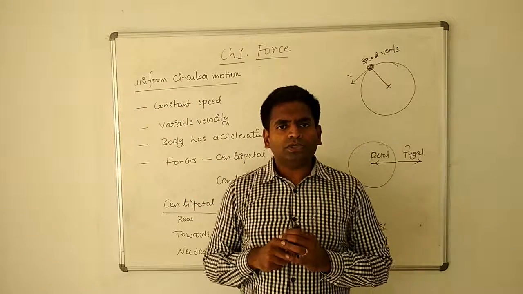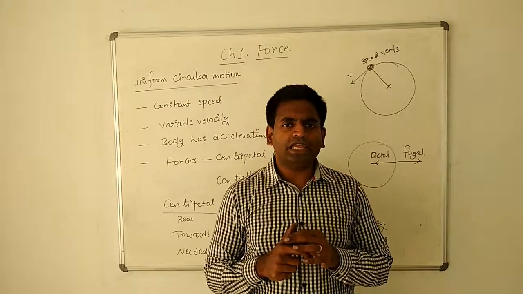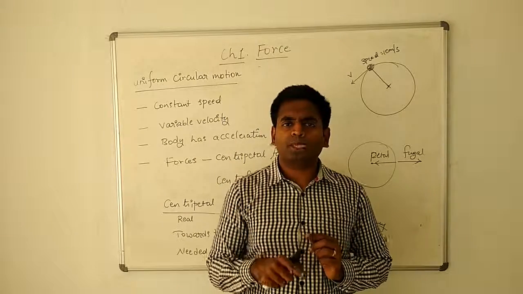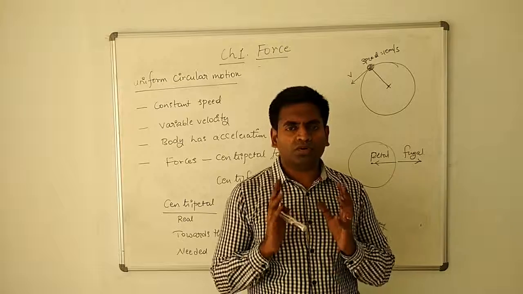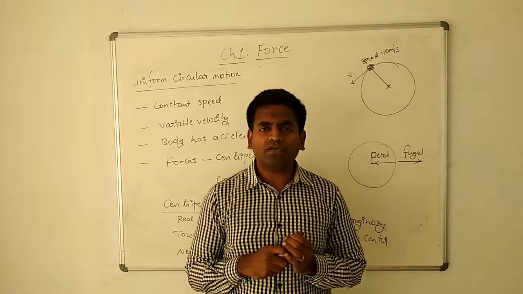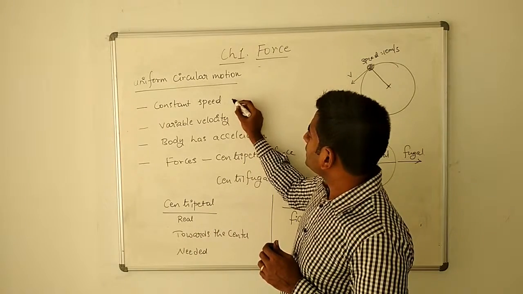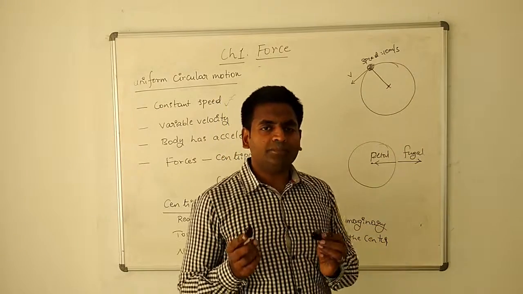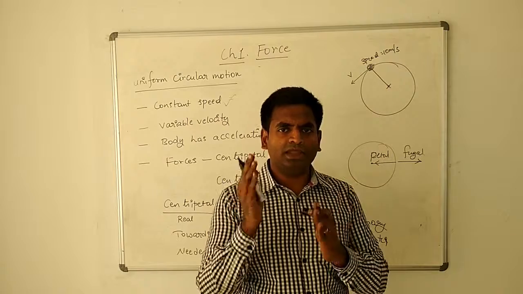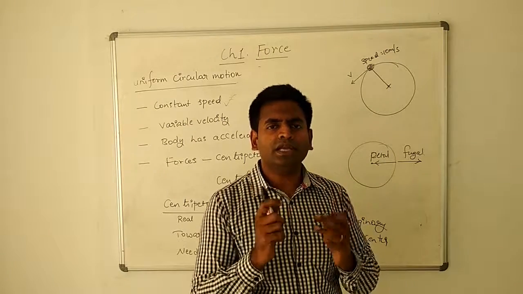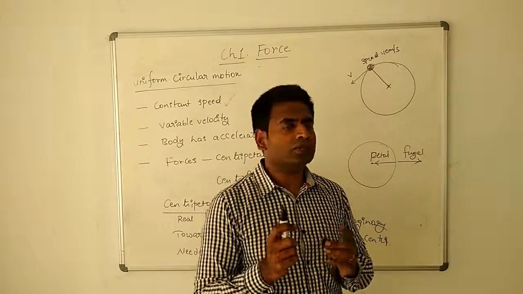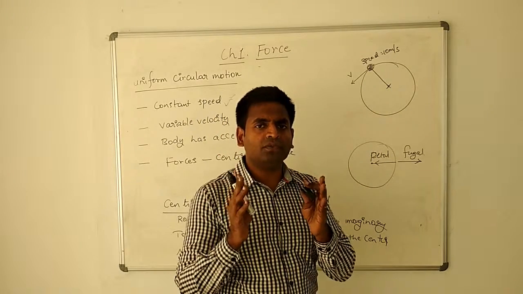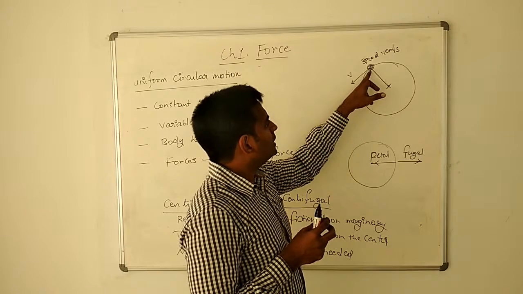Uniform circular motion, as the name suggests, is a circular motion and it is a uniform motion. Circular motion means the body is traveling in a circle. And uniform means, what is uniform in this? Speed is constant, speed is uniform. Let's take an example: take a string and tie a stone at the end of the string. If you start whirling it around, the stone experiences a uniform circular motion.